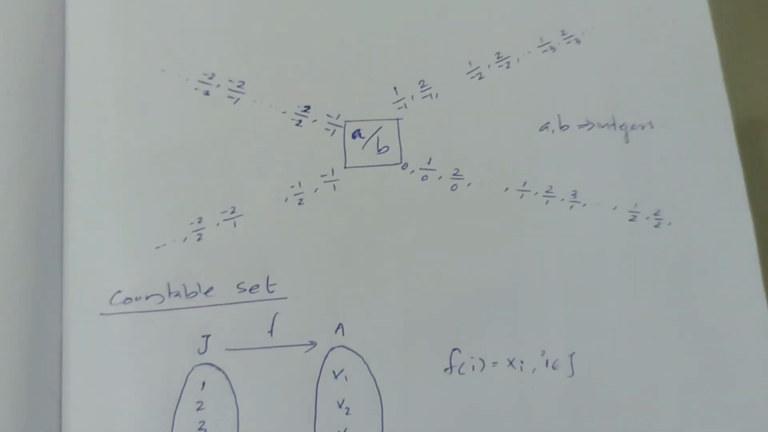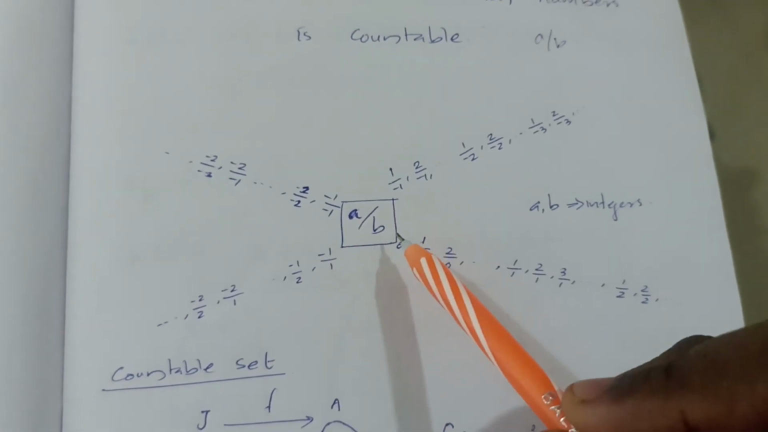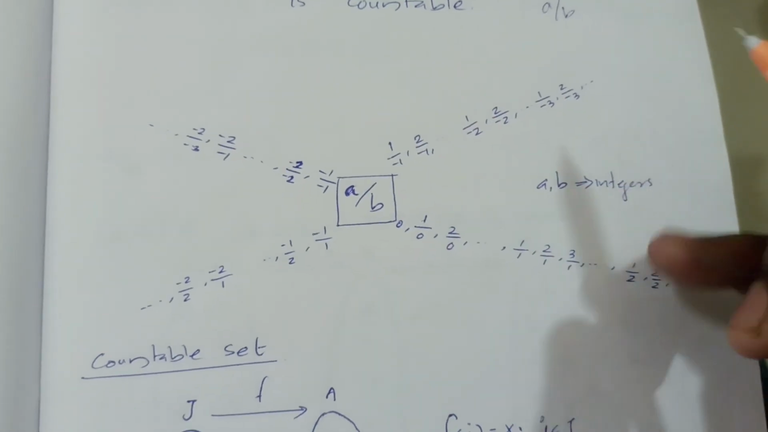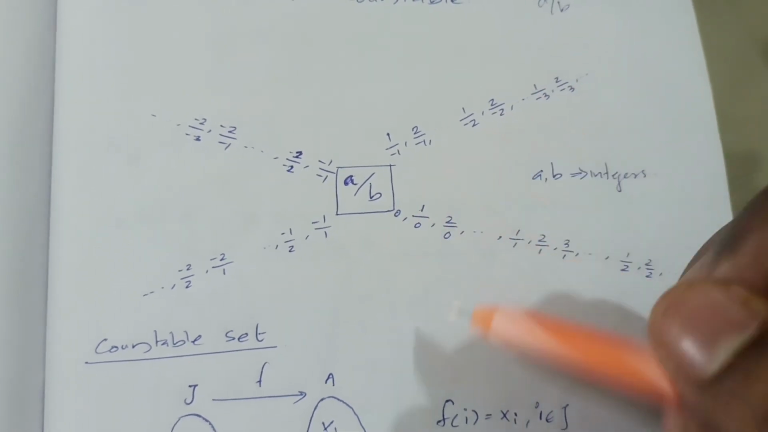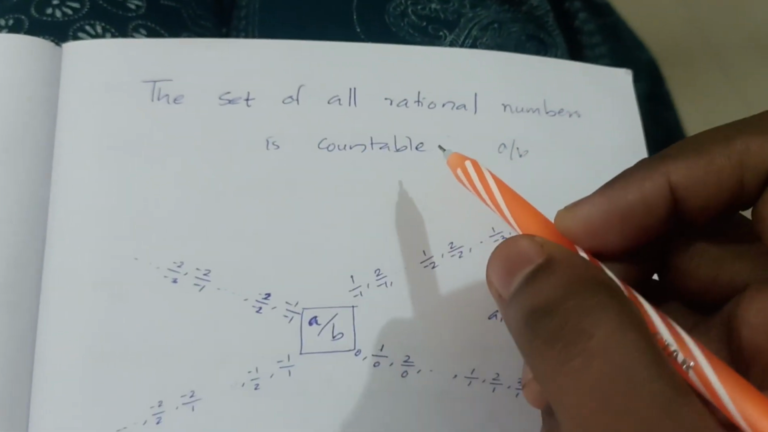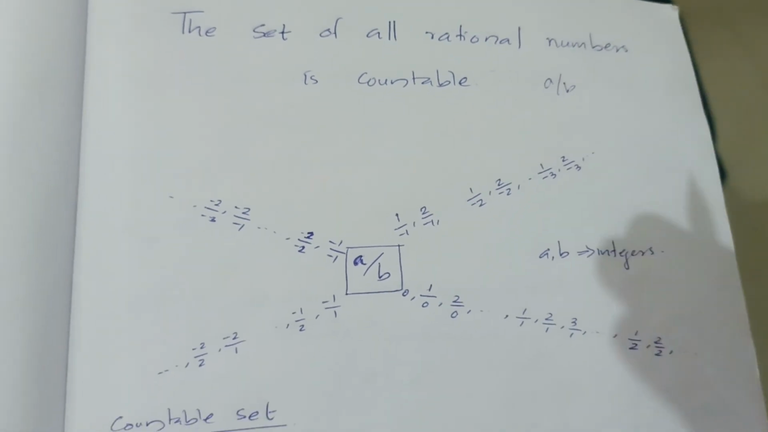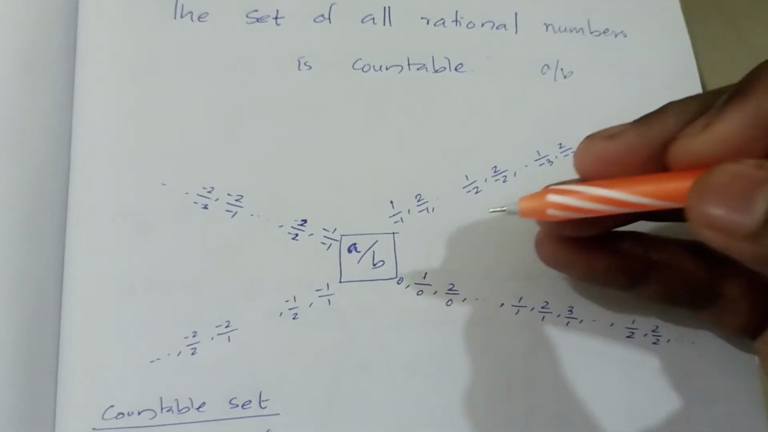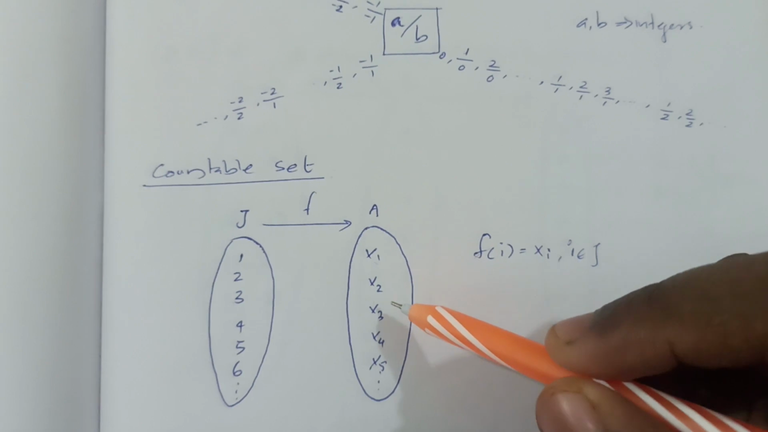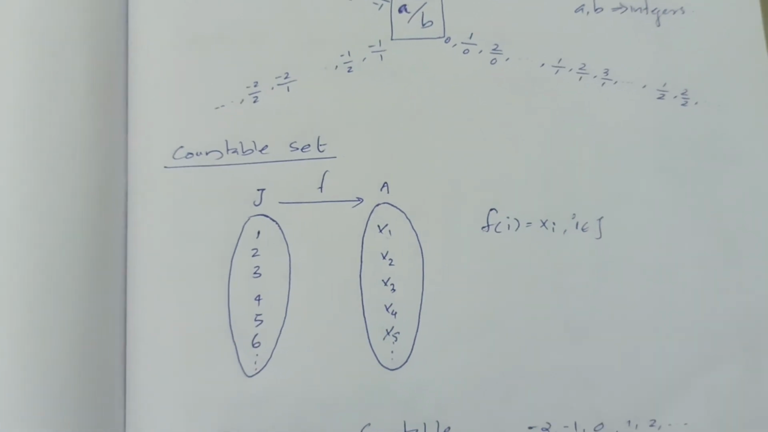In a similar way, if we want to say that this a by b, our set of all rational numbers, is countable, we must be able to count like 1, 2, 3. Can we count the elements of these rational numbers like 1, 2, 3, 4, 5, 6? You may think it is impossible, but the question says that the set of all rational numbers is countable. So the first thing we need to do is arrange the elements in a sequence, to count like 1, 2, 3, 4. Arranging the elements of these rational numbers in this form is our first task.